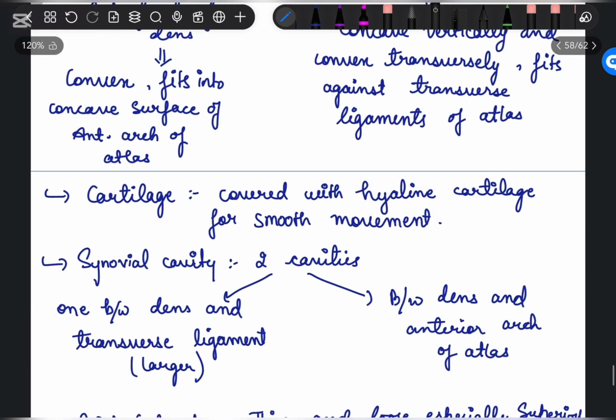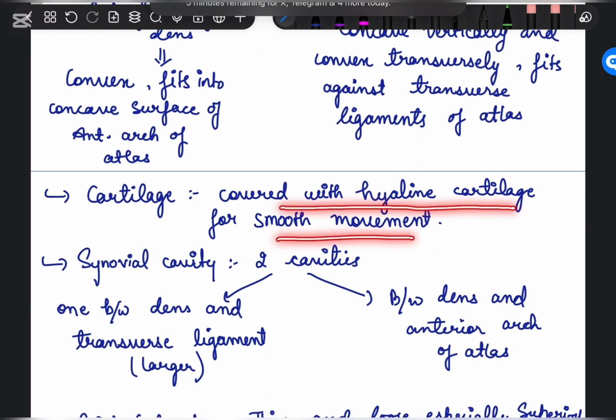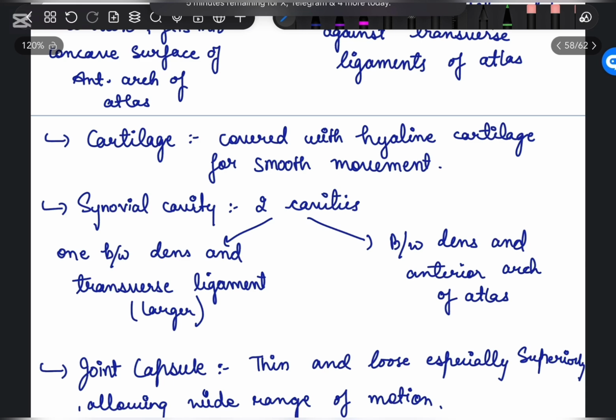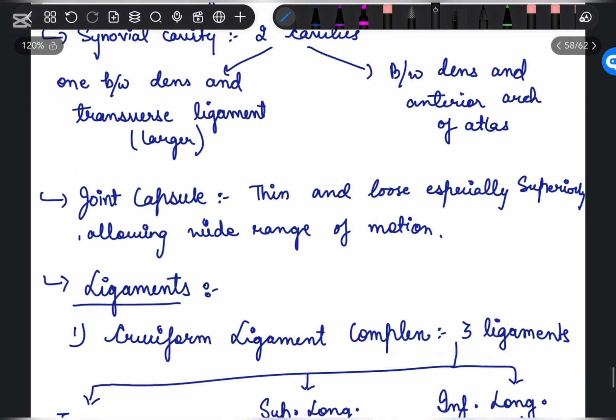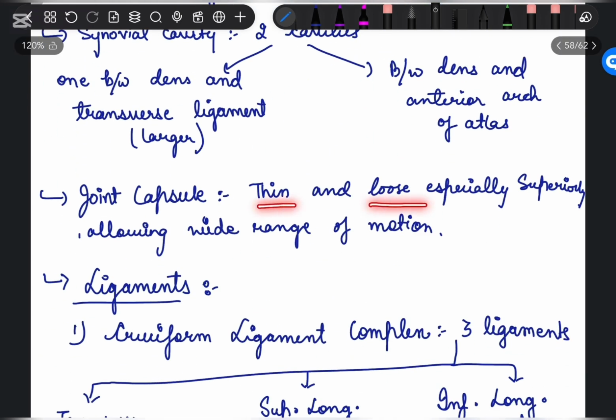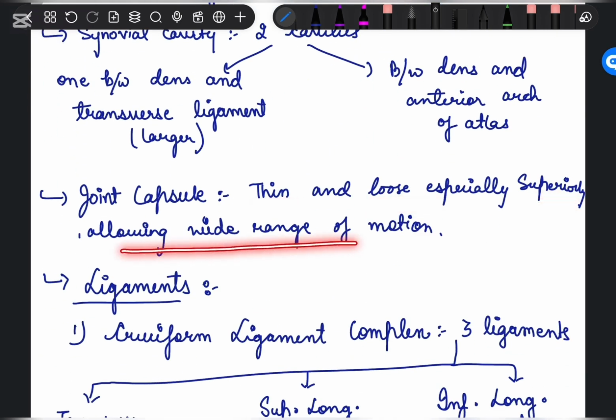The cartilage: it is covered with hyaline cartilage for smooth movement. In the synovial cavity, there are two cavities, one between the dens and the transverse ligament, and the second between the dens and the anterior arc of the atlas. The capsule is thin and loose, especially superiorly, and allows a wide range of motion.